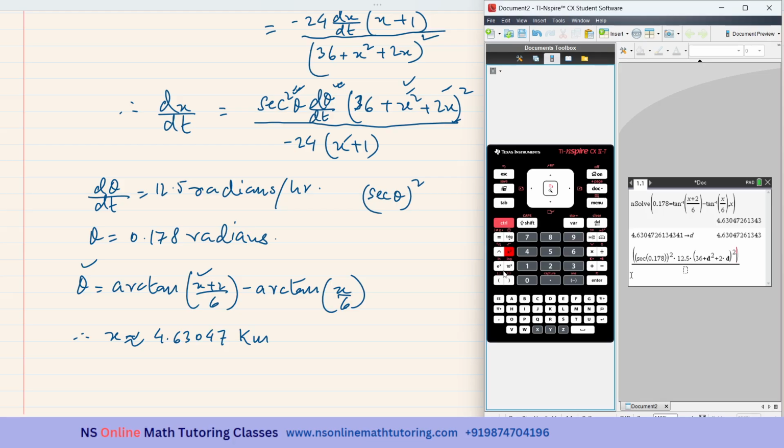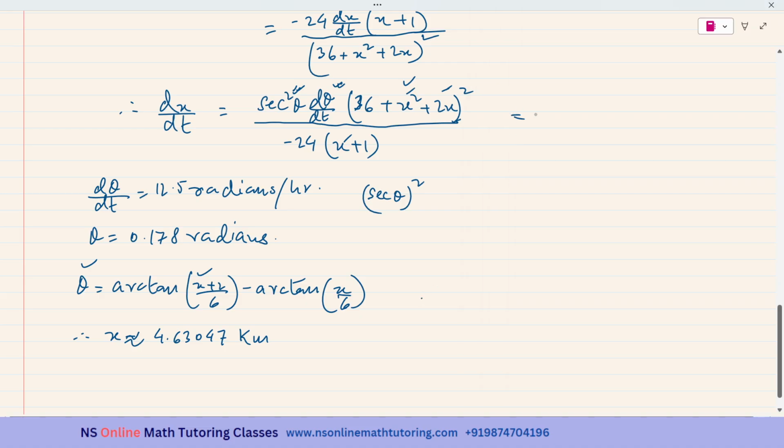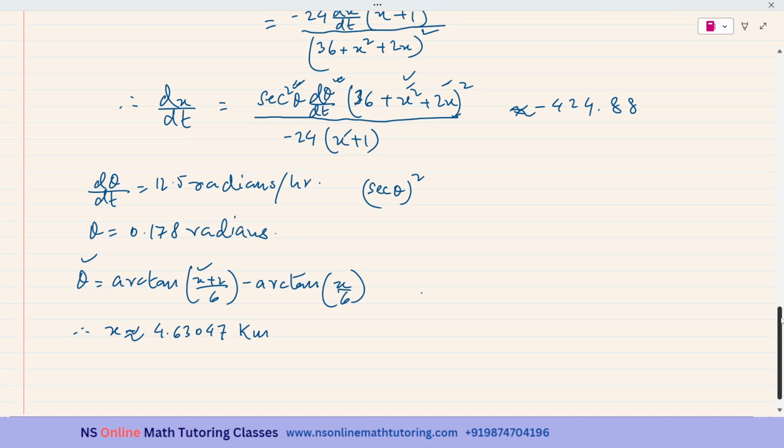Fine, this whole thing is the numerator, and coming to the denominator, it is negative 24 times (d plus 1) and enter. It is negative 424.88 I am writing. Okay, 424.88. So this is approximately equal to negative 424.88.